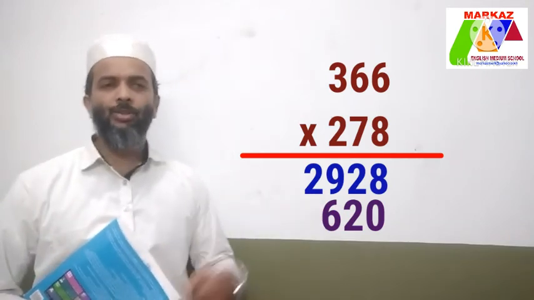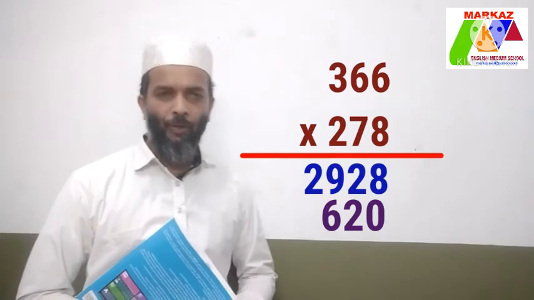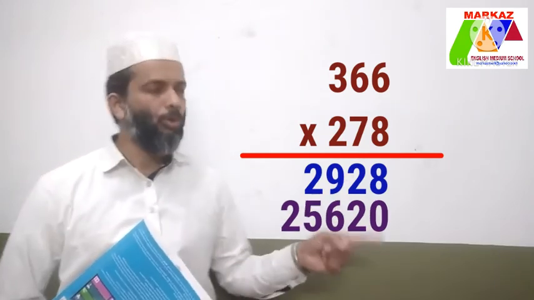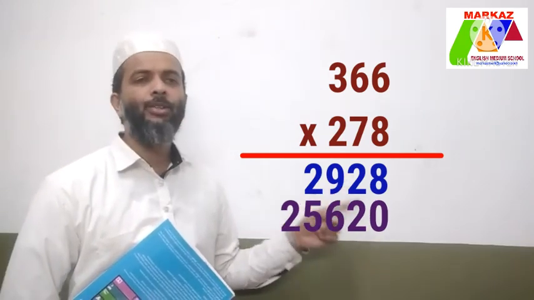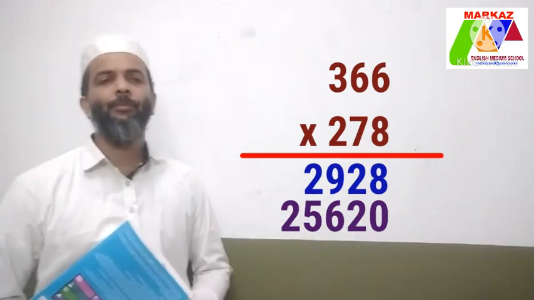7 into 3 is equal to 21. 21 plus 4 is equal to 25. Final answer 25620. Then move to the next step.